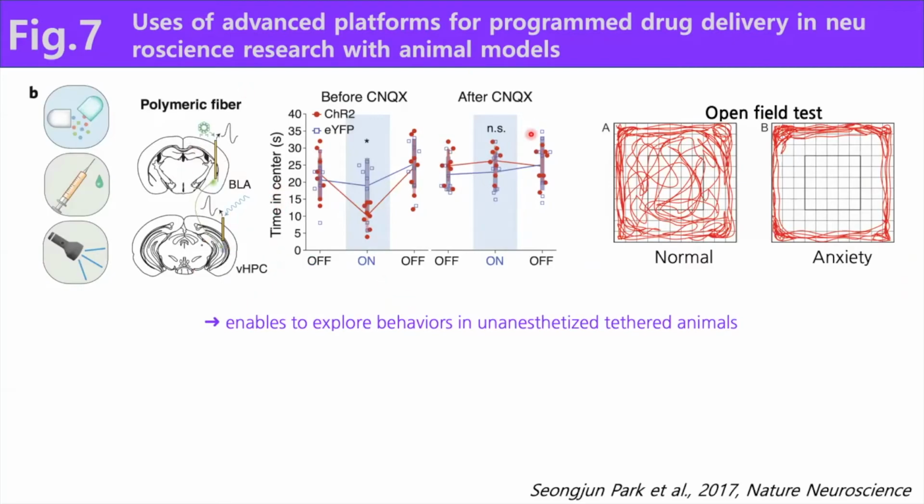And this graph shows the time spent in the center of the open field. Before injecting CNQX, channelrhodopsin 2 mice spend less time at the center. However, after injecting CNQX, which means this pathway is blocked, there was no significant difference between control and ChR2.